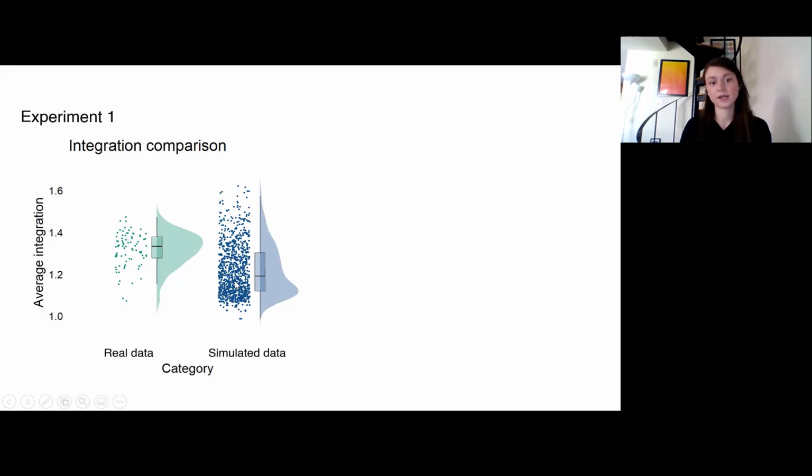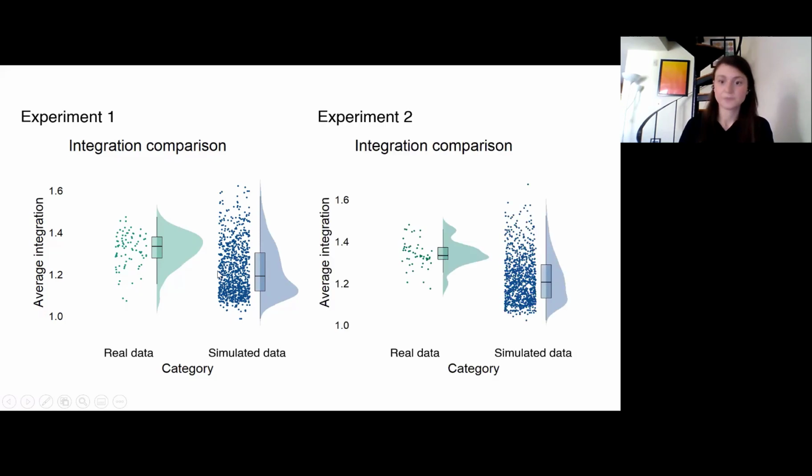So it's suggesting that most of the human participants do have some sort of strategy. They don't just randomly decide at each decision point which way they're going. But you'll notice that some participants are very much in the range of the simulated data, and I'll return to that in just a second. And the same general pattern was observed in the second experiment, where again, the human participants' integration values tended to be significantly above the simulated data.